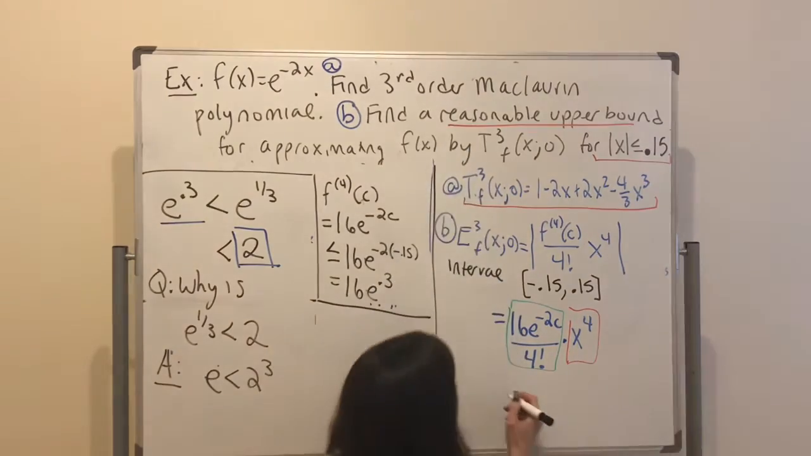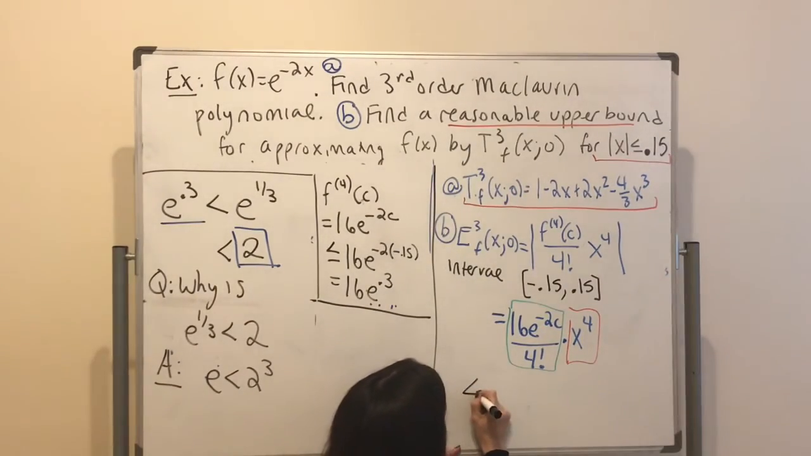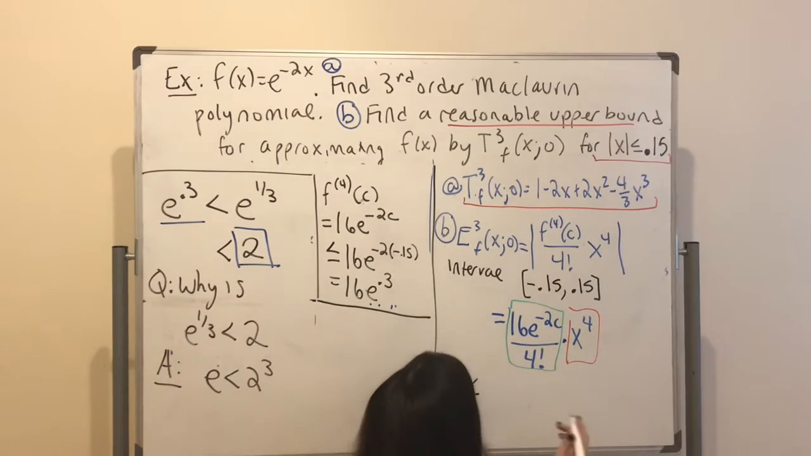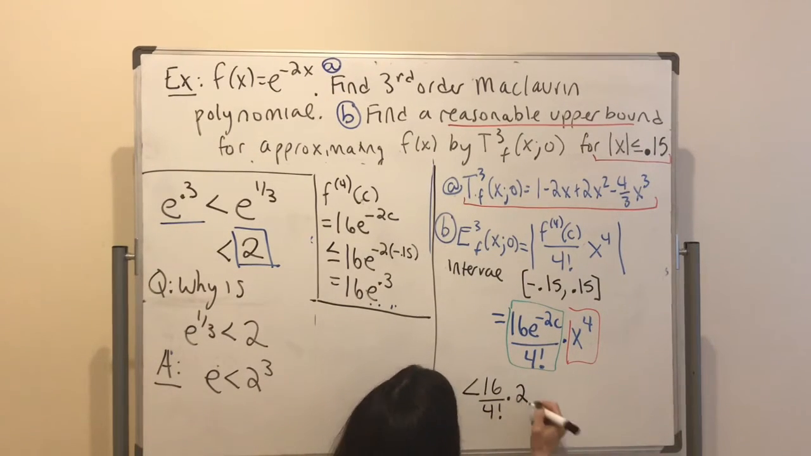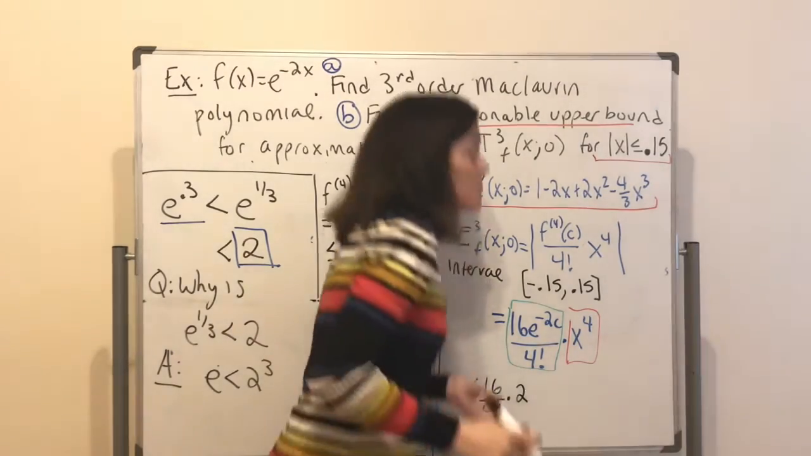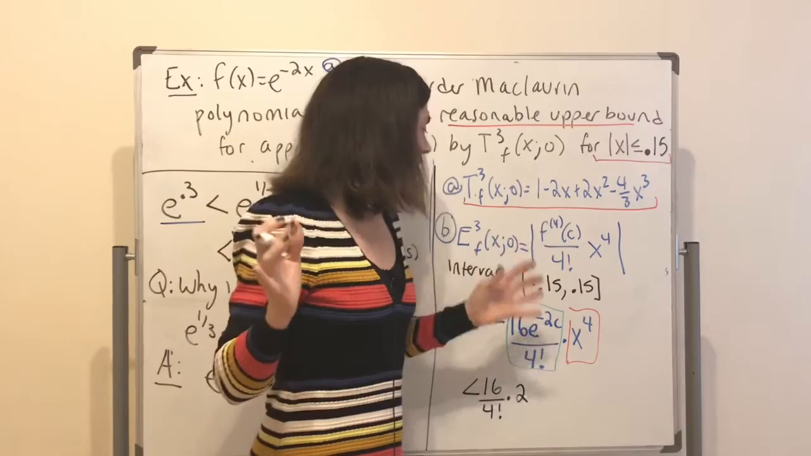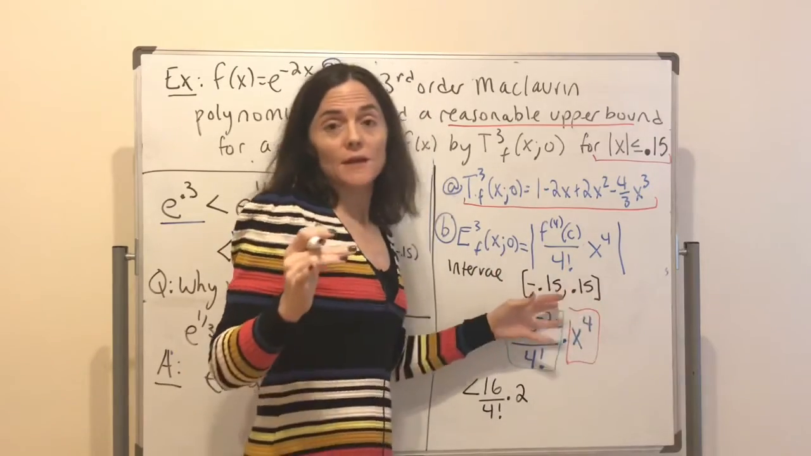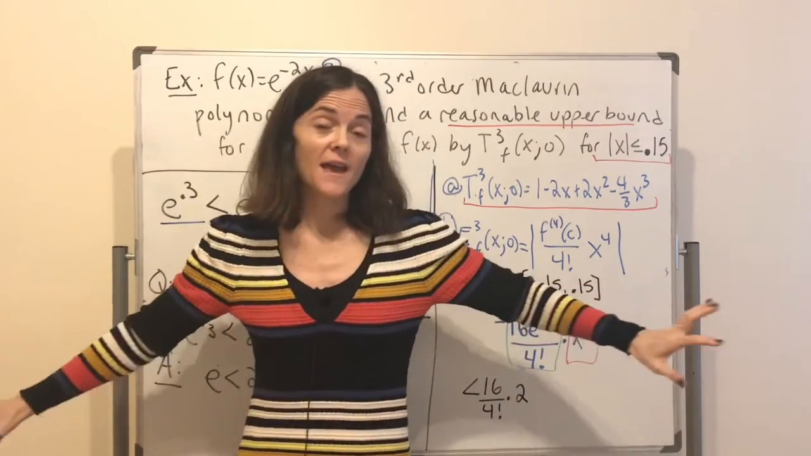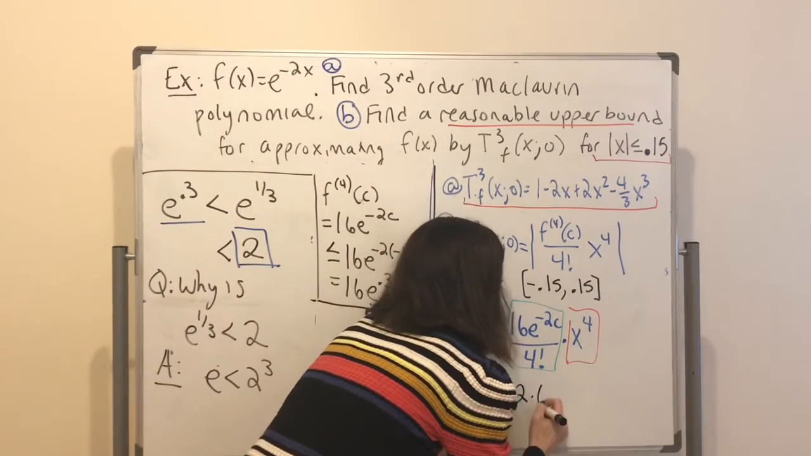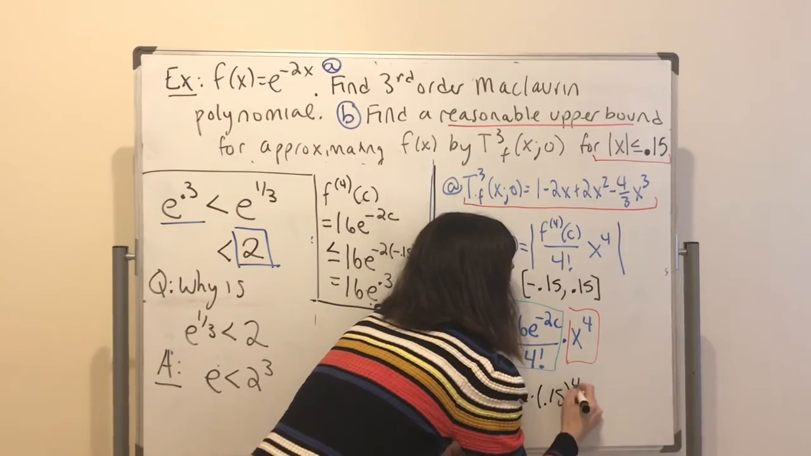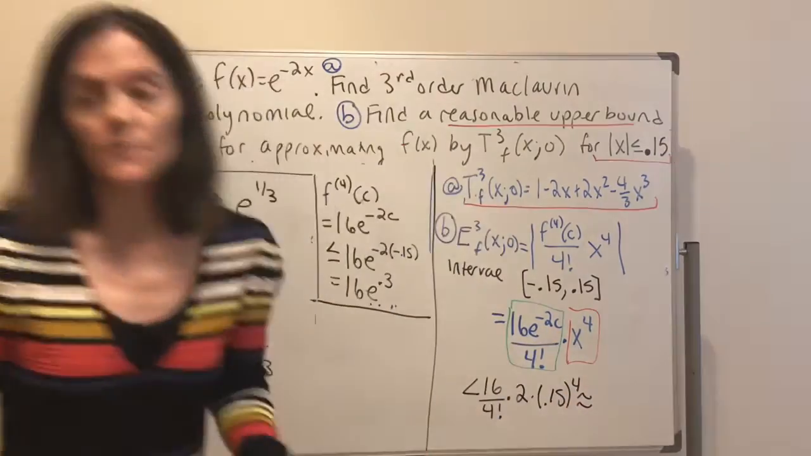So now let's come back here. This would be, well, we know strictly less than, although you can say less than or equal to, 16 over 4 factorial times 2. Because that's e to the 0.3. And now, what's the biggest x to the 4th can be? Well, it's really either endpoint here. You want to be as far away from the center as possible. So this would be 0.15 to the 4. And then, let's see what this is.